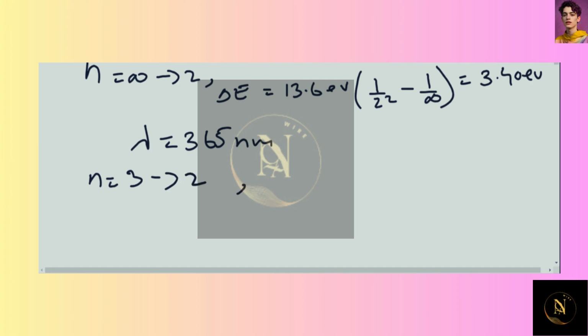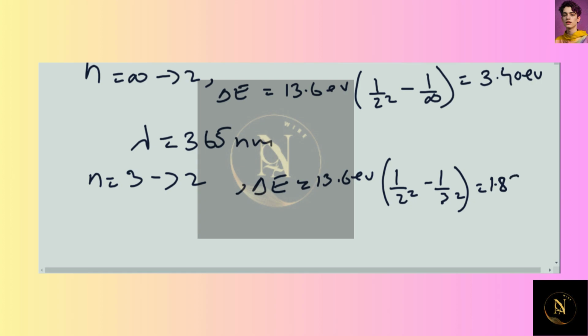The longest is produced by the transition n equal to 3 to 2, which has the energy delta E, that is 13.6 electron volt times 1 over 2 squared minus 1 over 3 squared, equal to 1.89 electron volt. The wavelength associated with this energy, using the same procedure that we did earlier, hc divided by energy, gives us 656 nanometer.